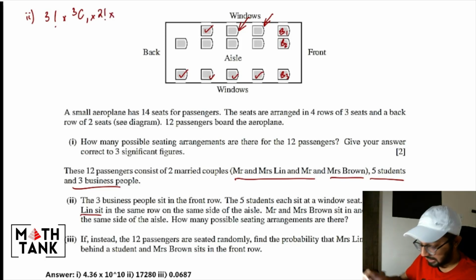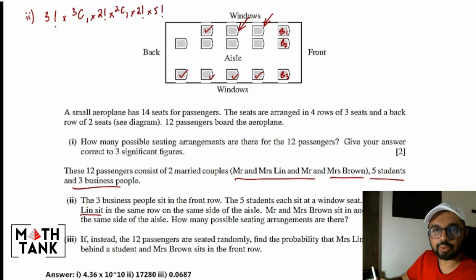Then come Mr. and Mrs. Brown. They again have 2 rows to choose from because one of the rows is occupied by Mr. and Mrs. Lin and the other is occupied by the business people. So that's another 2c1 into 2 factorial. Then what needs to happen is the other 5 students sit down on the window seats, so that's 5 factorial.